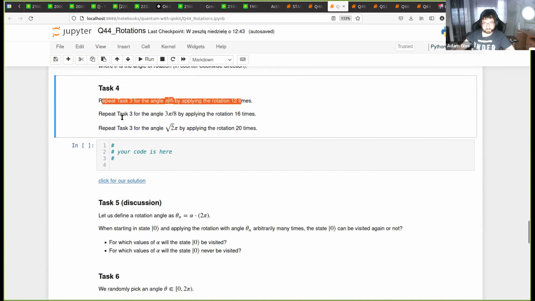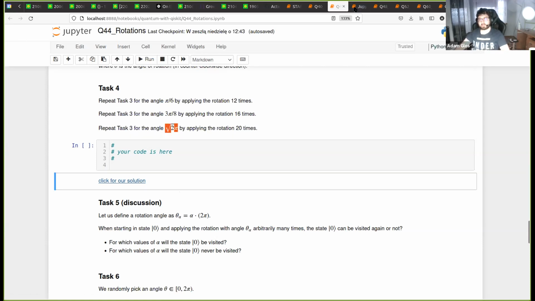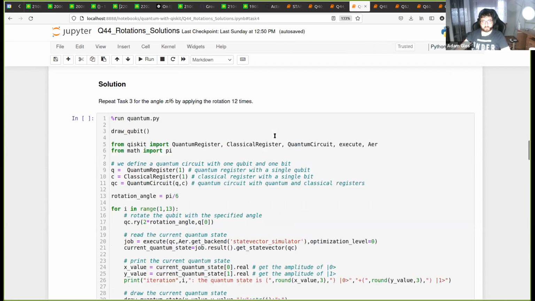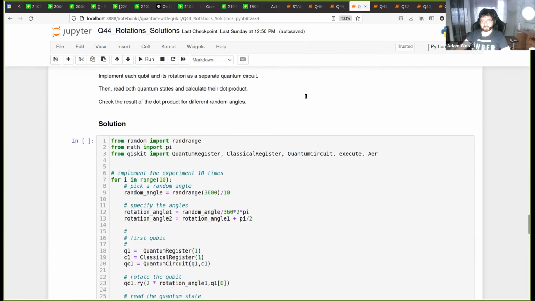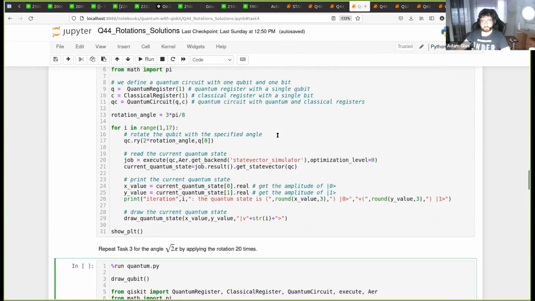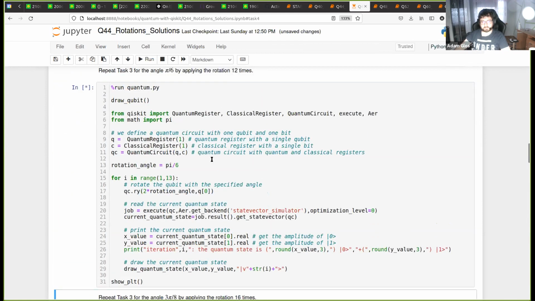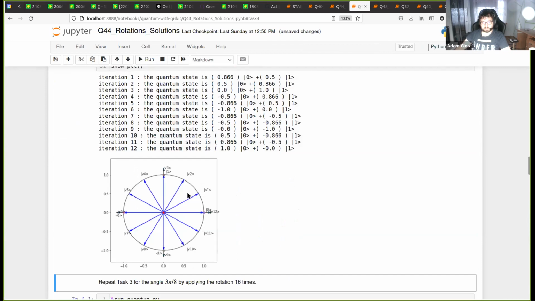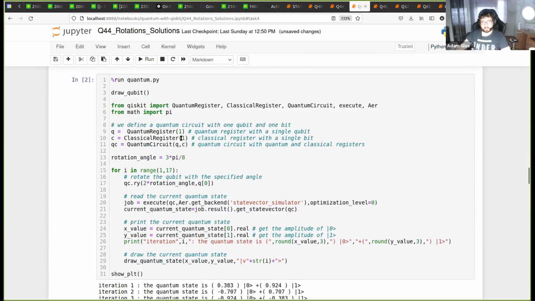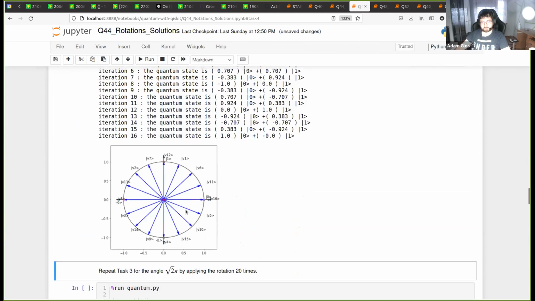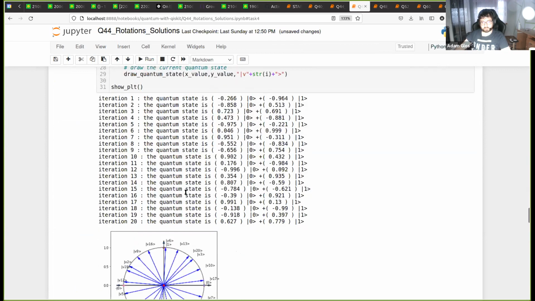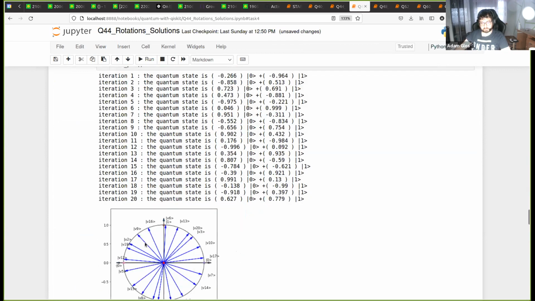You can run this experiment, but let's find the rotation by square root 2 of pi. I recommend you work on this example, but let me just show you the results. So for pi over 6, you see that we are going back to the original position 0. For 3 pi over 8, we also have the same situation. But for square root 2 pi, you see that there are some spaces in here.